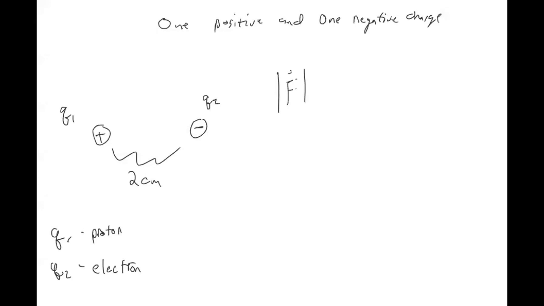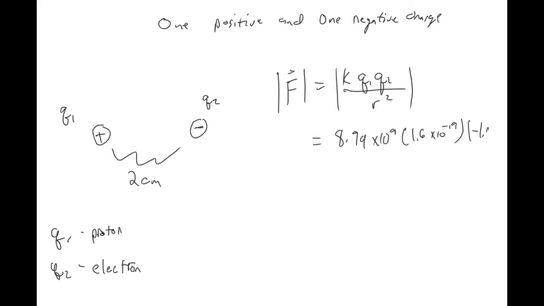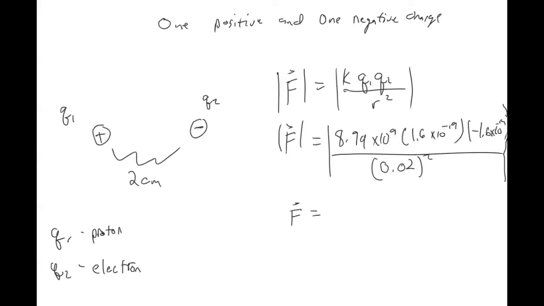And so if we want to know the magnitude of the force, we would take the absolute value. And if we do that, you would see that the negative sign that we would need to put on the electron just goes away because of that absolute value. So the magnitude of this force would be the same, in Newtons.